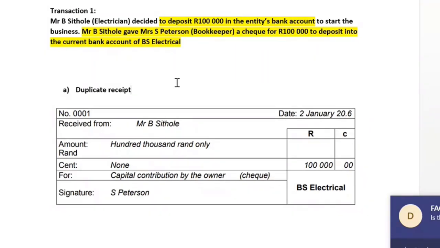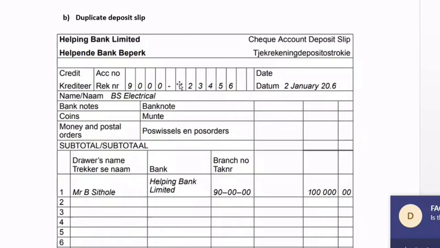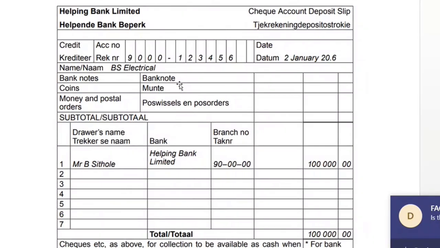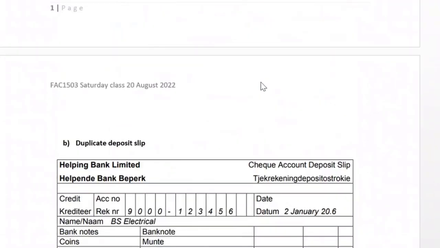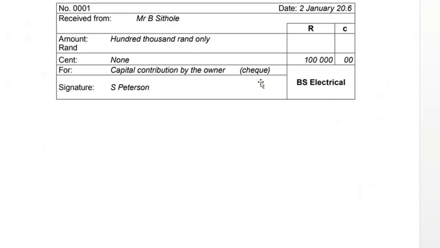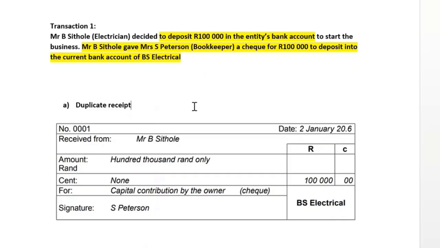Is the check a source document? Not in this instance. So number 2, the second source document is a duplicate deposit slip. Most of you are right with the duplicate deposit slip. The bank kept the original. So the only 2 source documents are a duplicate receipt and a duplicate deposit slip.